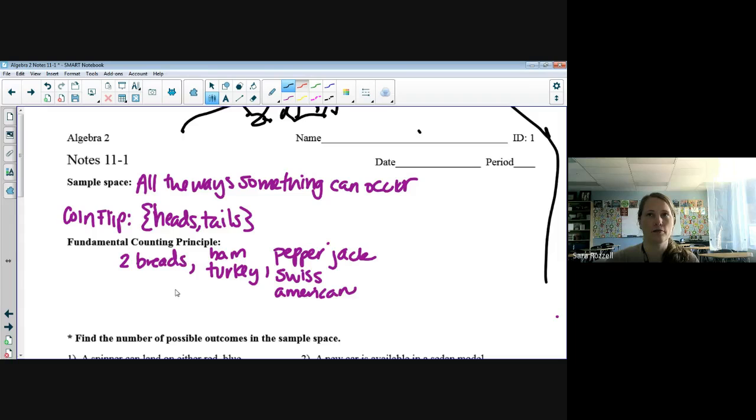We have how many types of bread? 2. So we've got 2 types of bread. How many types of meat? 2. And how many types of cheese? 3. So we're going to multiply these together. It's going to tell us how many sandwiches we can make with these combinations. So 2 times 2 times 3, and that makes 12 sandwiches. So our sample space would have 12 different sandwiches in it.